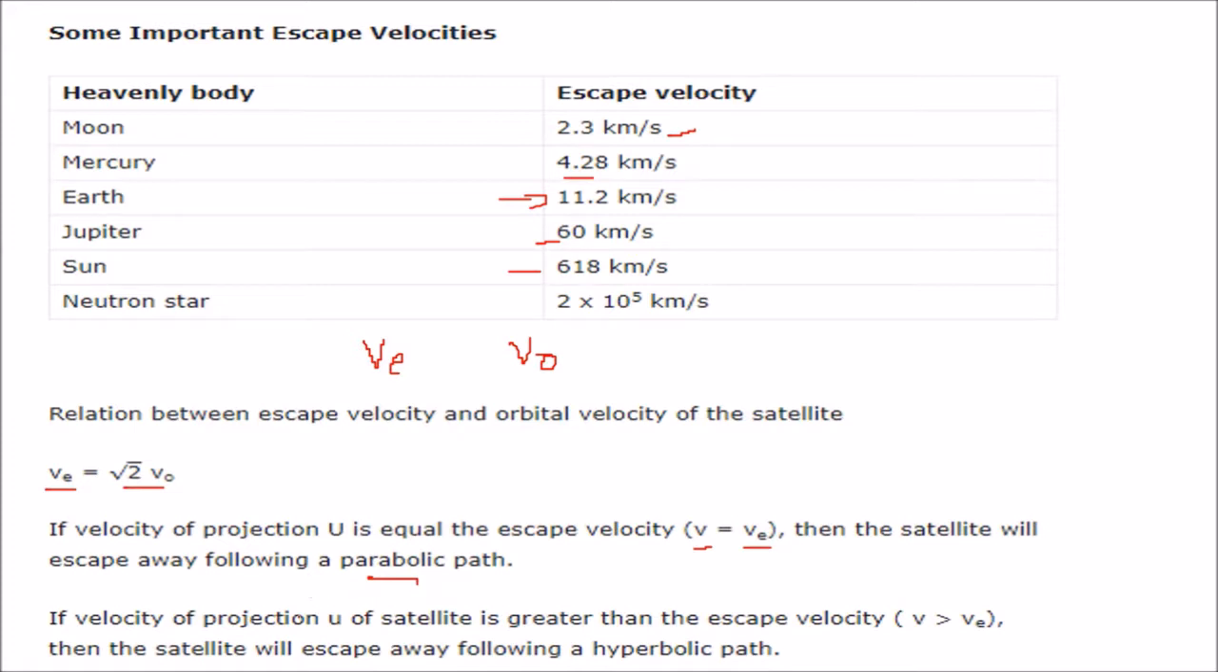And if the velocity of projection of the satellite is greater than the escape velocity, that is v is greater than v_e, then the satellite will escape away following a hyperbolic path.